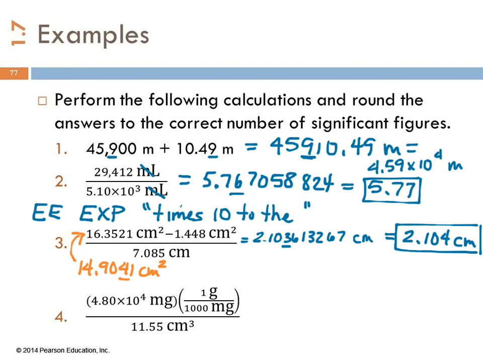So number 4. So we have 4.8. So I'm going to enter that as 4.8 EE4 times 1 divided by 1,000. And that's then divided by 11.55. And the calculator, again, gives me way too many digits.